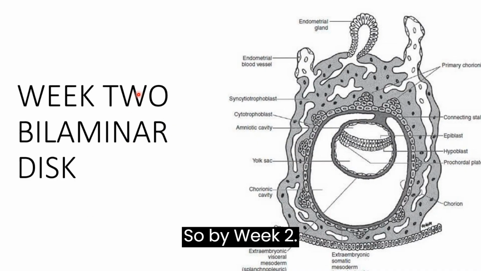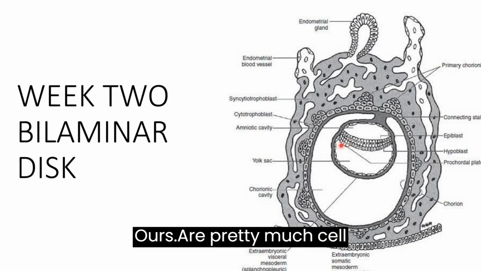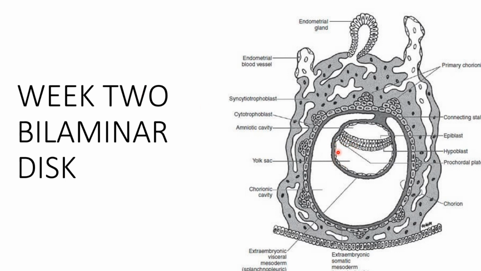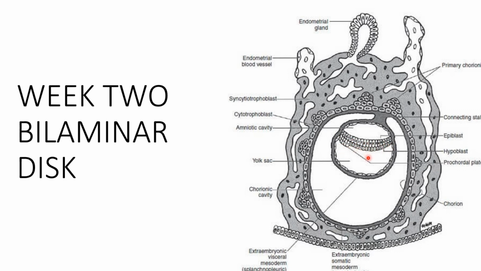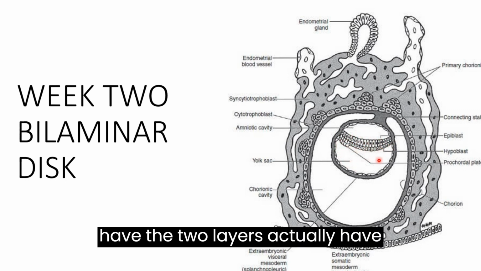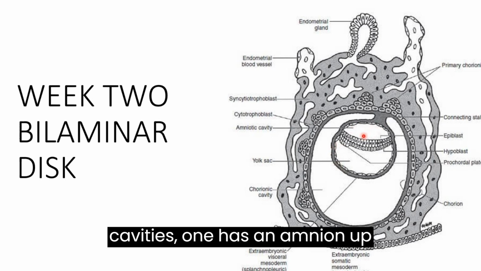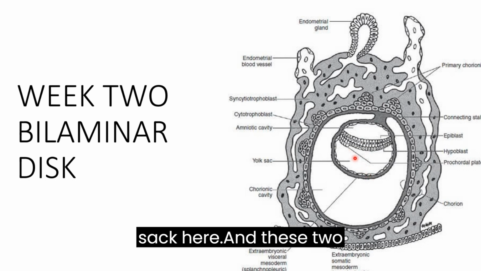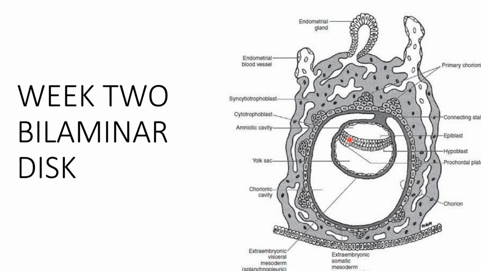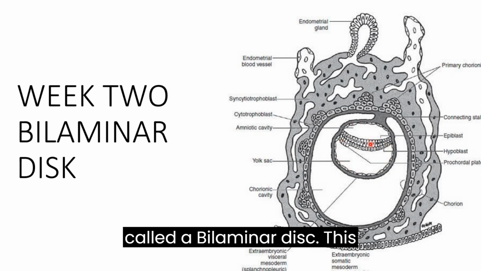So by week 2, our cell mass has come up here and made 2 cell layers. The 2 layers actually have cavities. One has an amnion up here, and the other one has a yolk sac here. These two cell layers are in a ball, so it's called a bilaminar disc.